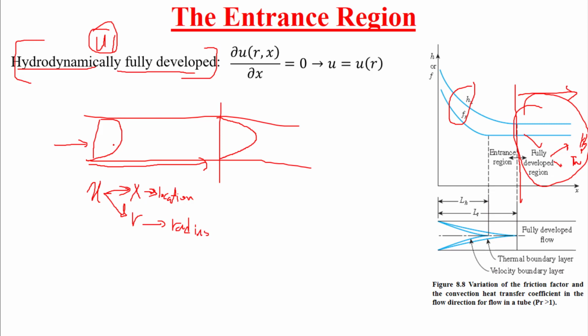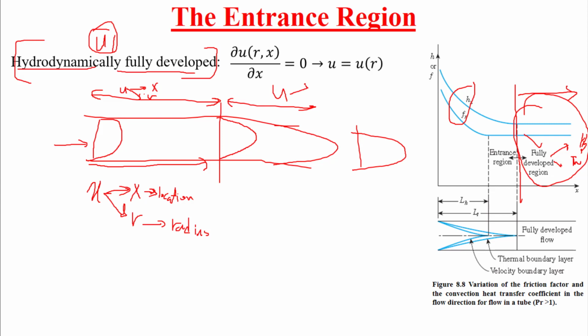Now, if we are in this region, then u depends very strongly on both parameters x and r. But once we are in this region, the fully developed region, I mentioned that the velocity profile remains unchanged. So u does not depend on x, it depends mainly on r. Why? Because velocity magnitude varies along the radius.